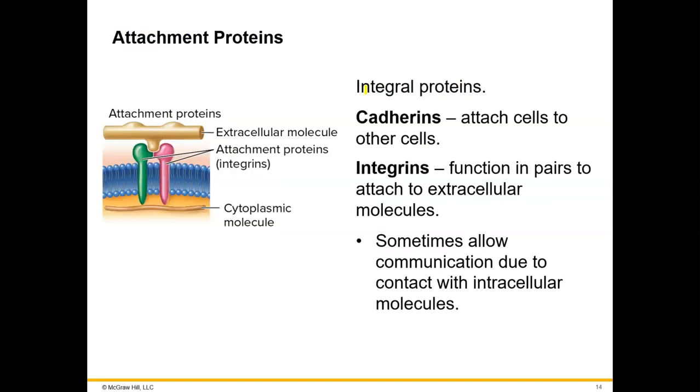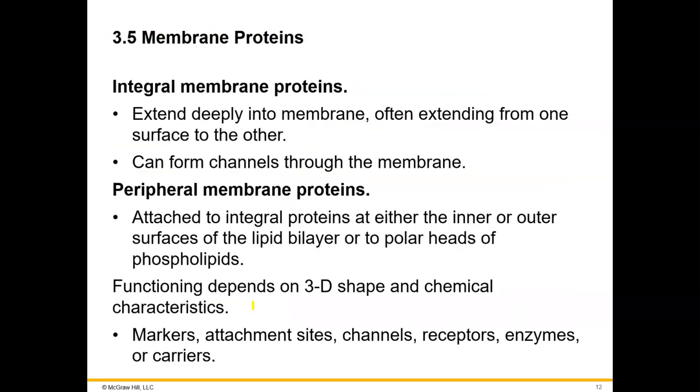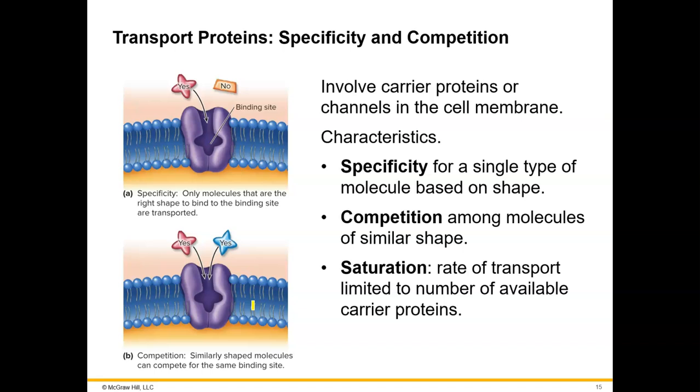Then there are proteins called attachment proteins. They help attach the cell to other cells, and to components inside the plasma membrane and outside of it. If they're called cadherins, they attach cells to other cells. If they're called integrins, they work in pairs to attach the cell to extracellular molecules, to molecules outside the cell. So there are attachment proteins, there are marker molecules, there are transport proteins.